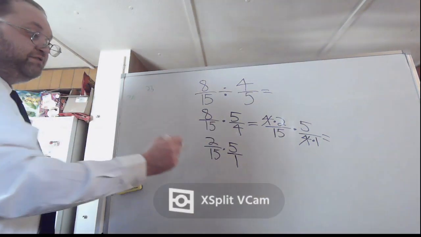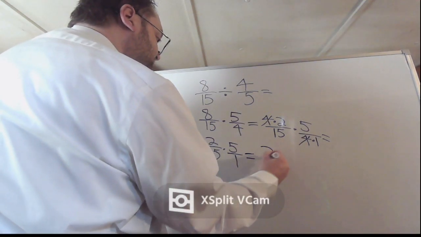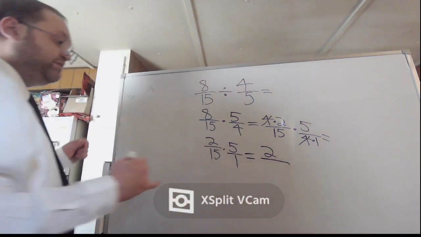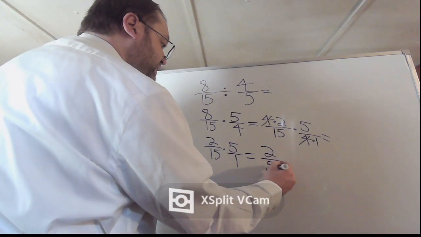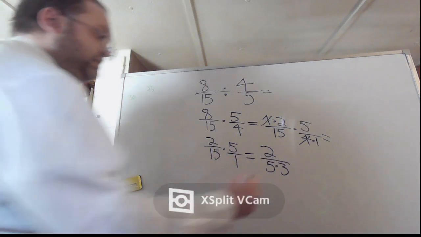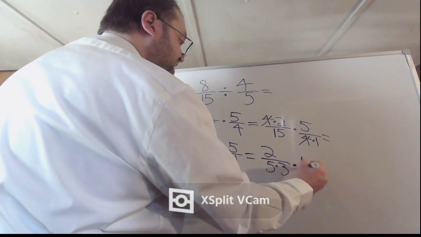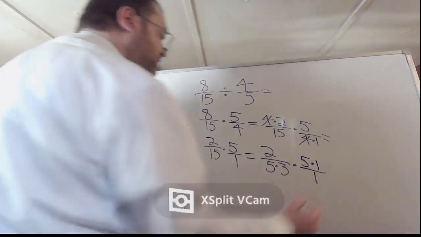We know the 5 and 15 are going to factor out. So we'll have 2 over 5 goes into 15 how many times? 3 times. So 5 times 3. 5 and 3 are factors of 15. Times 5. Oh, 5 times 1 over 1.